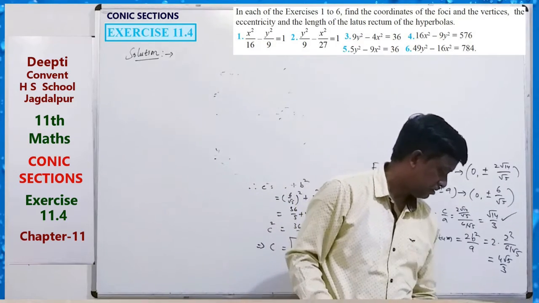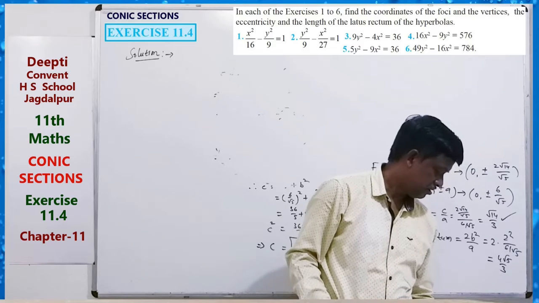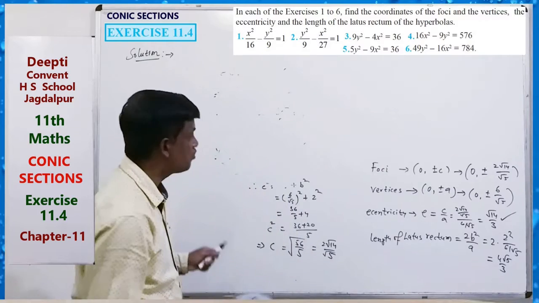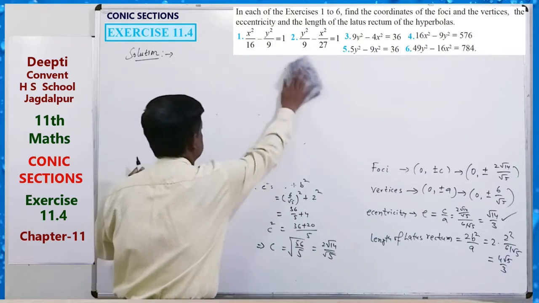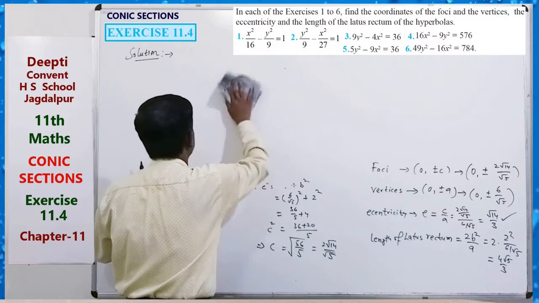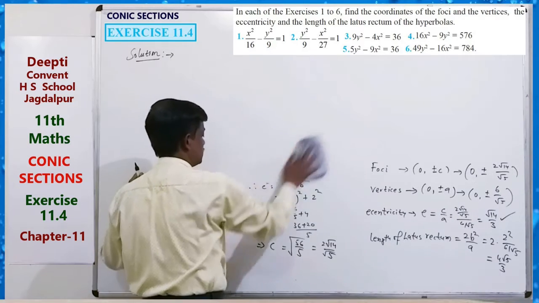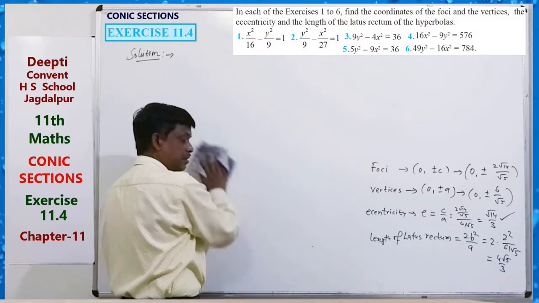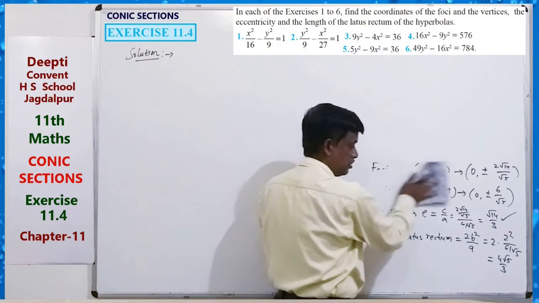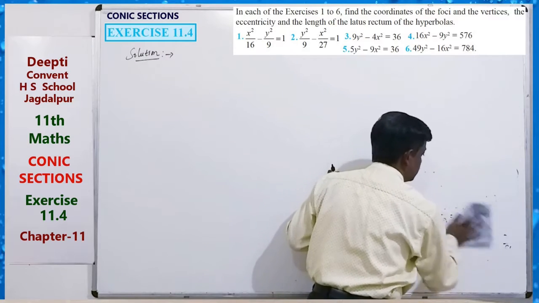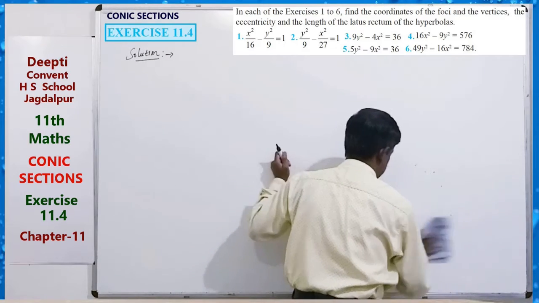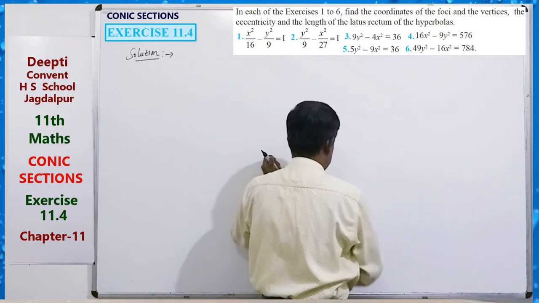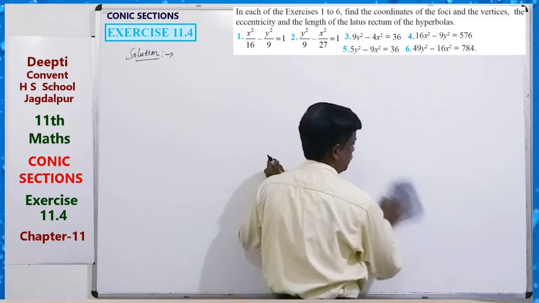Now questions 7, 8, 9. Here we have to find the equation of the hyperbola. Here vertices and foci are given. By the given vertices and foci, we have to decide what will be the format of our hyperbola. There are two formats, as we know.